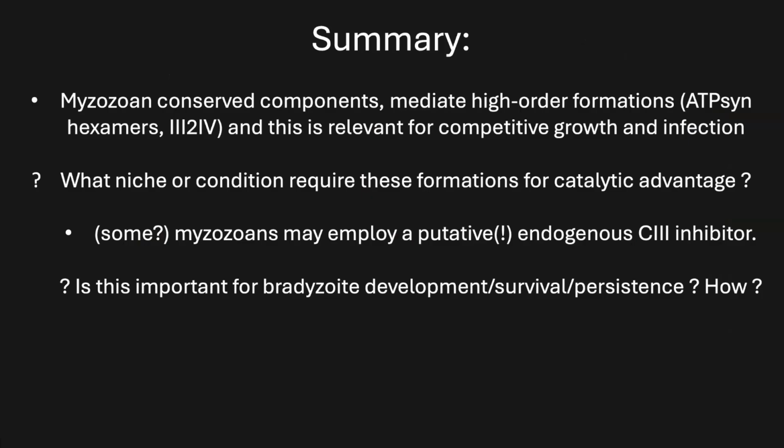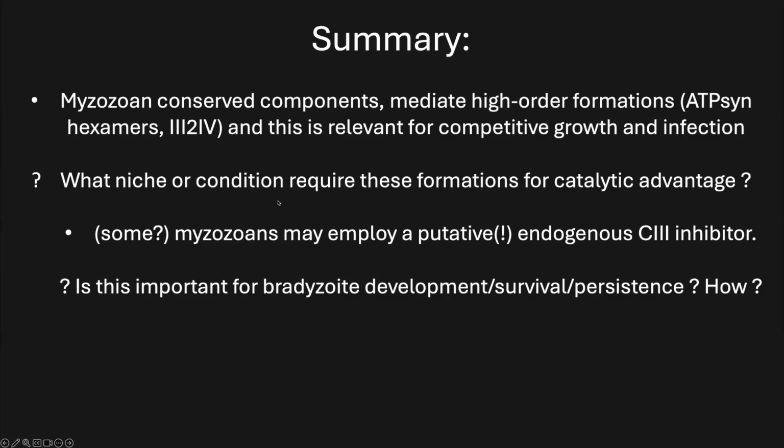Okay, so to summarize what I was talking about, I tried to show you that we find myzozoan conserved components, and that at least by the data we have from Toxoplasma, they seem to mediate high order formation, for example, of ATP synthase hexamer or of supercomplex 3 and 4. And in every case, we saw that this is relevant for competitive growth or for infection.